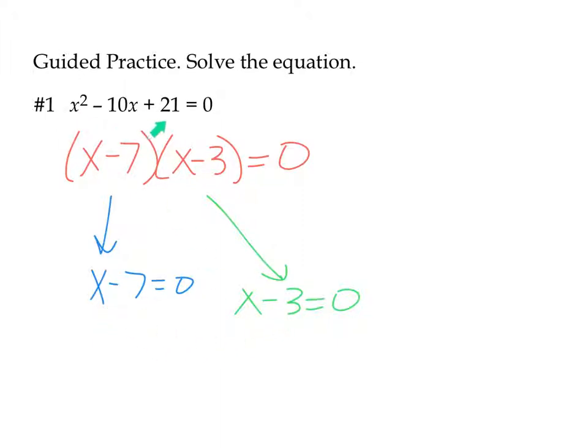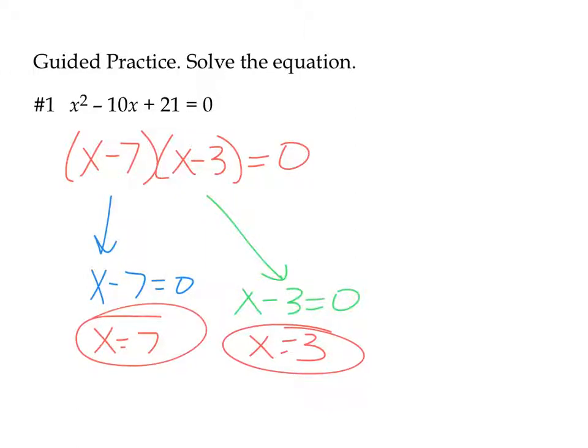So in the first part of that, if we add 7 to both sides, we get x equals 7. And then if we add 3 to both sides, we get x equals 3. Those are our two solutions for the equation. And again, we can check them. We can take 7, we can plug it back into the original equation. We can work out this left side, and it should come out to 0 equals 0.